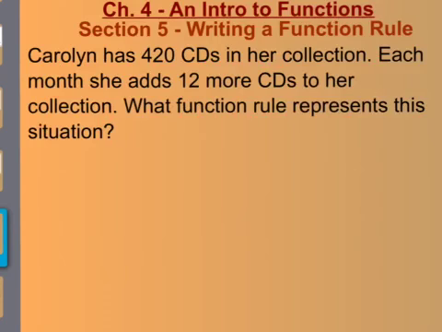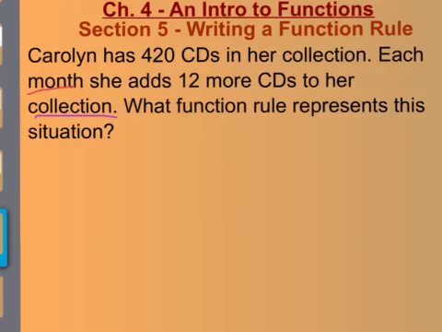So let's first look at the variables. Each month, she adds more CDs to her collection. So we have the number of months that she's adding CDs and the total amount that's in her collection. Now, which one is independent and which one is dependent? Well, the total amount in her collection would depend on how many months she's been collecting for.